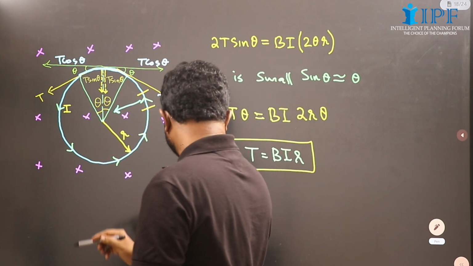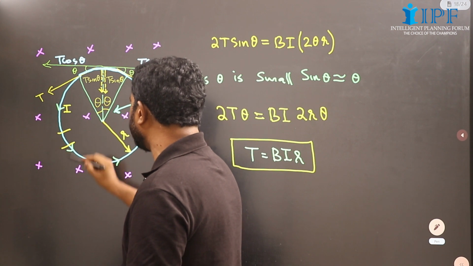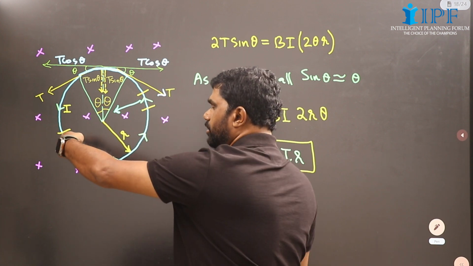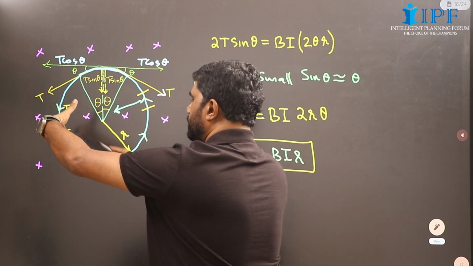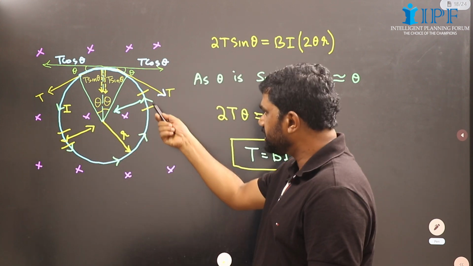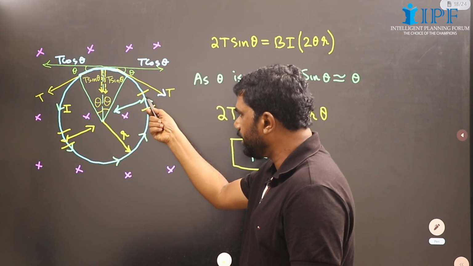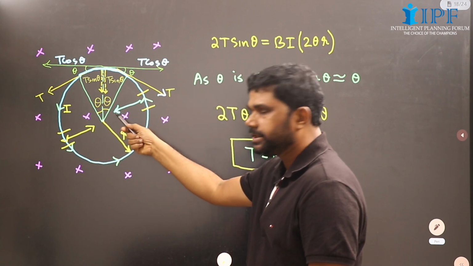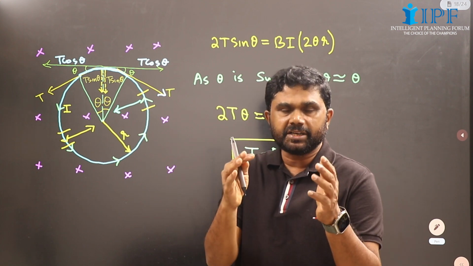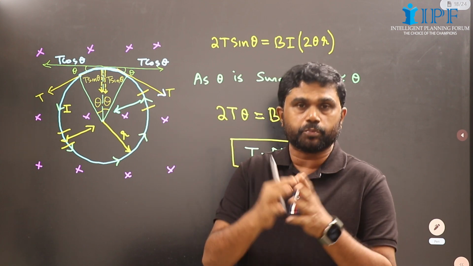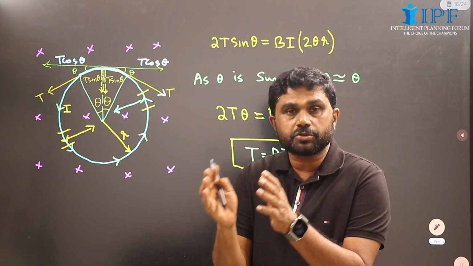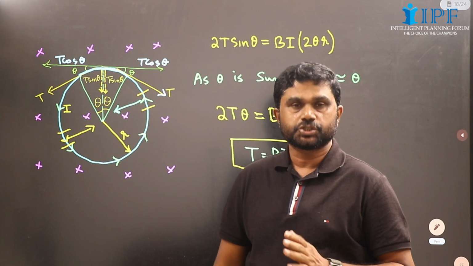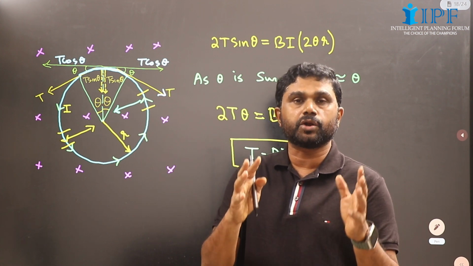Now consider a diametrically opposite element here, and the current through that element will be like this. Magnetic field is along the inward normal, current like this, so the force will be like this. The force on the diametrically opposite element will be in the opposite direction. So the magnetic force on each element of that loop will be equal and opposite to the force experienced by a diametrically opposite element. So the resultant force on the circular loop will be 0.